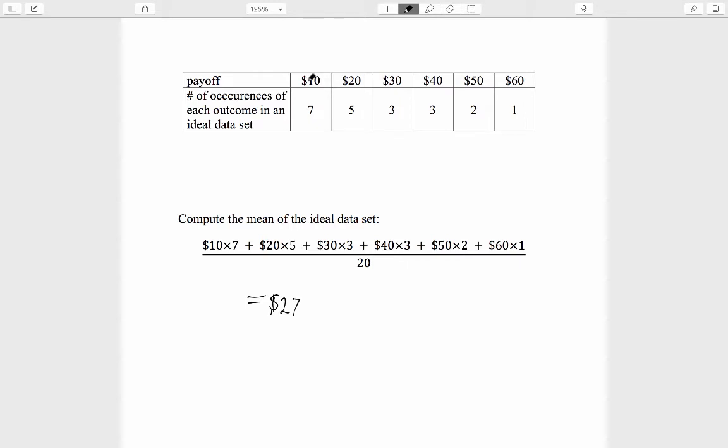Note that if the die were fair, each of these payoffs would be equally likely, and then the average would be right in the middle, $35. Instead, the probabilities are weighted towards the lower values, so the expected payoff, the long-term average payoff per game, is only $27, significantly lower than $35.